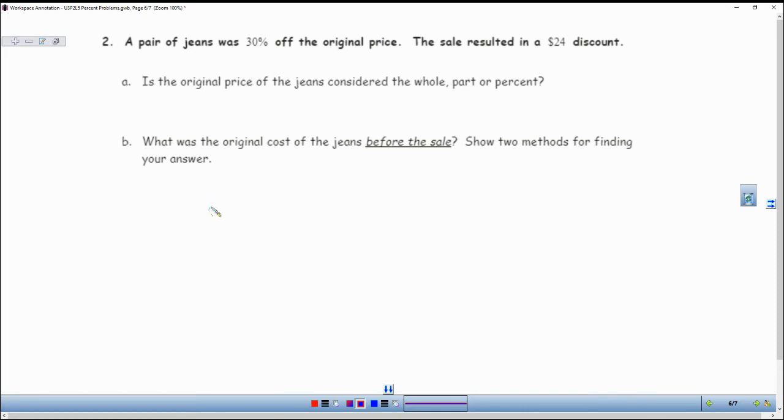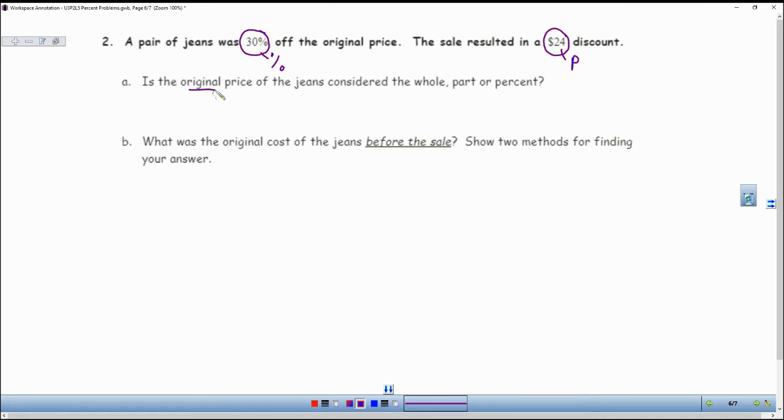Well, let's think about what numbers we have. The 30% is definitely the percent. I 100% believe in that. Okay? Now it says the sale resulted in a $24 discount. Let's think about that $24. That's the discount. That's the amount that was taken off the price of the jeans. So that's not the whole price, but that's just part of the price.